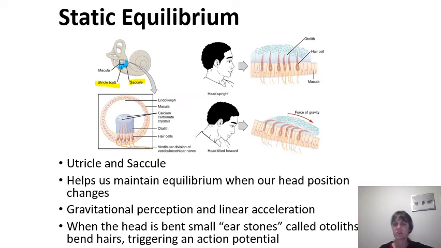So what happens is within the utricle and the saccule, there are, again, hair cells. And the hair cells have a gel-like structure over them with tiny little ear stones called otoliths. If I bend my head forward slightly, the otoliths and gravity are going to move the gel, causing the hairs to bend, and that's what causes an action potential to occur to give my brain the understanding of where my head is in space.